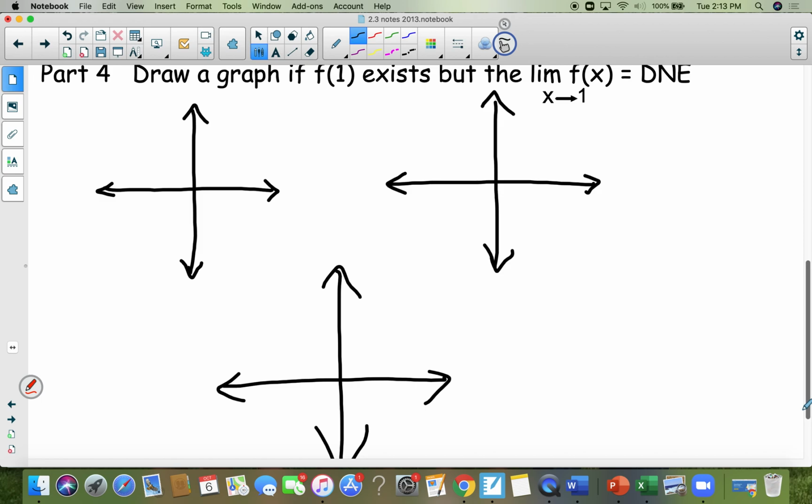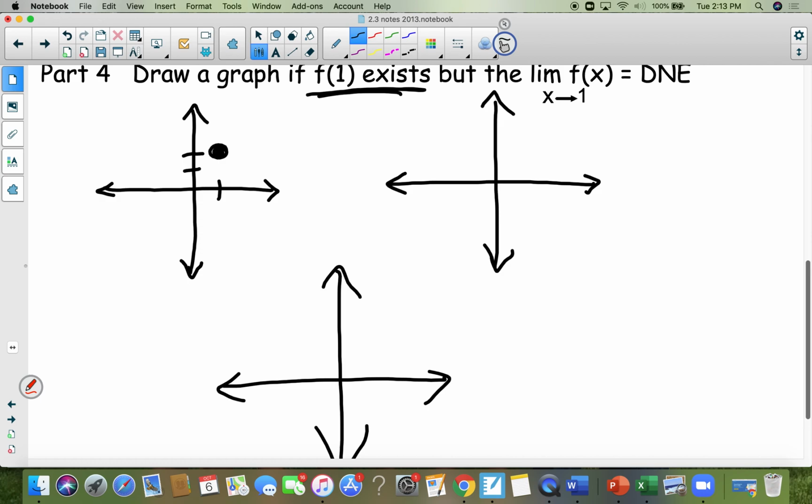Why don't you explain to me what you want me to do? What do you want me to do at f of 1? Alright, so at the point f of 1 exists. Yeah. A point at 1, 2. Okay.